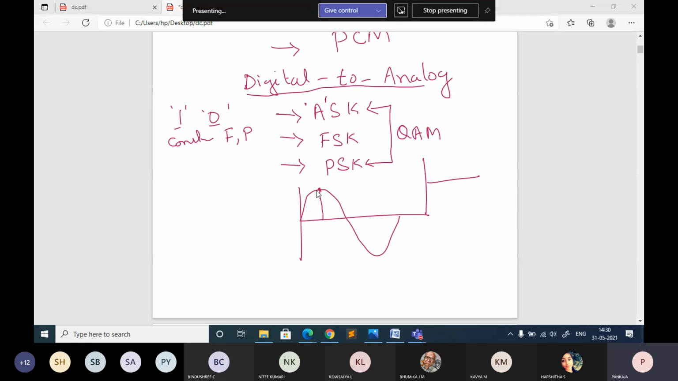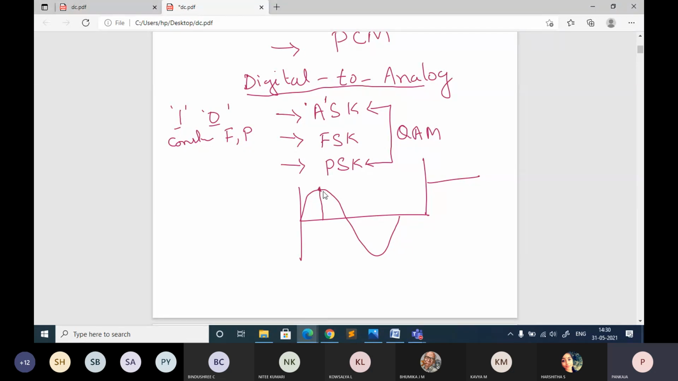If you take a sine wave, the peak voltage we call the amplitude. So in ASK we are going to work with amplitude modulation.